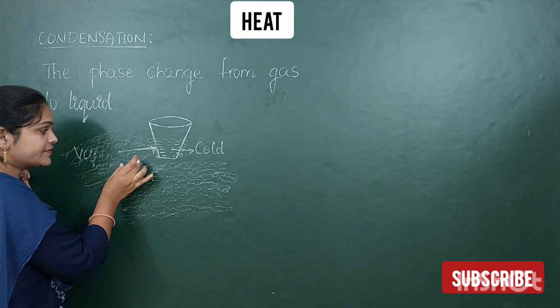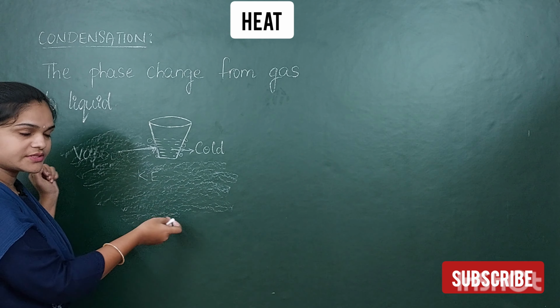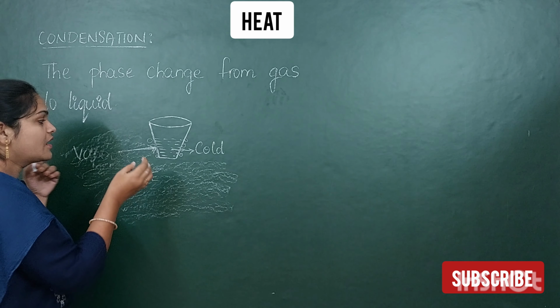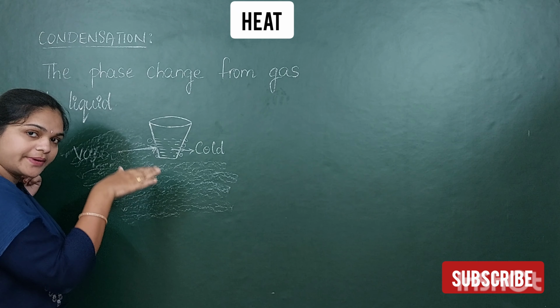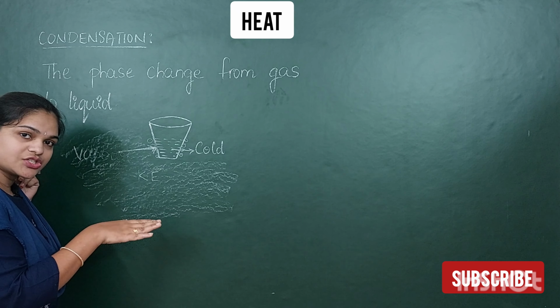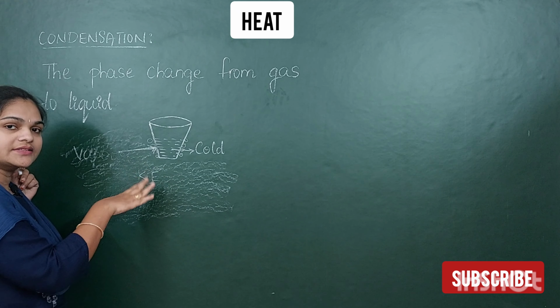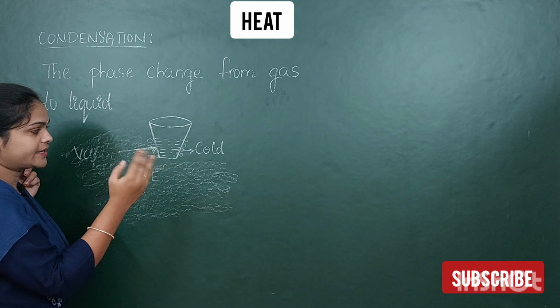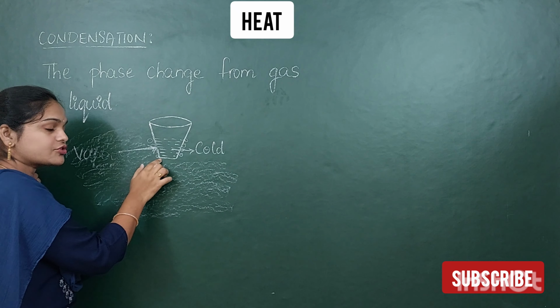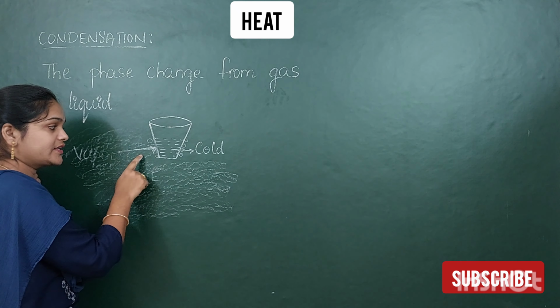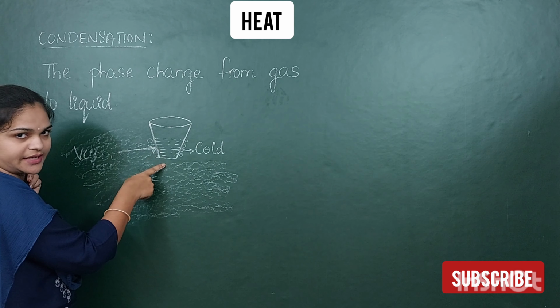So the vapor, which consists of water molecules, when it strikes the glass tumbler, what happens? Its kinetic energy will decrease. Where kinetic energy decreases, its temperature will decrease, and that temperature and kinetic energy is gained by the molecules of the glass tumbler. Yes, here the molecules of the glass tumbler will gain that temperature and kinetic energy.